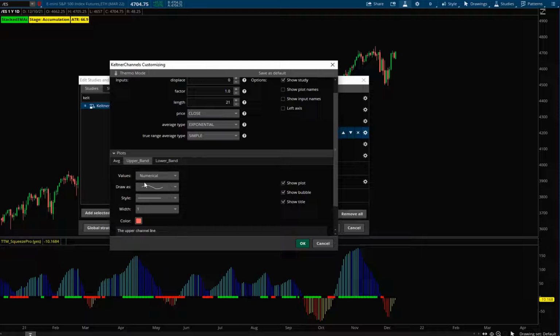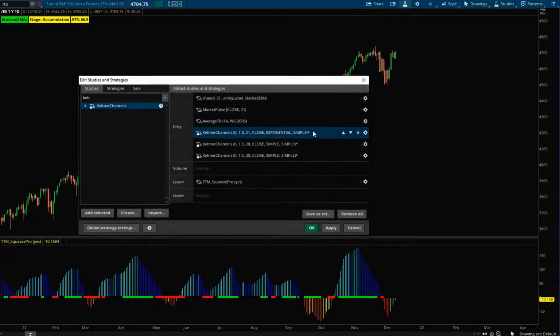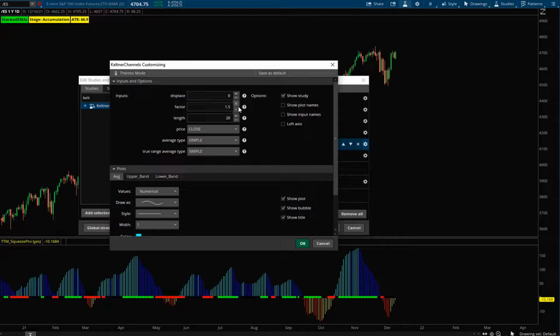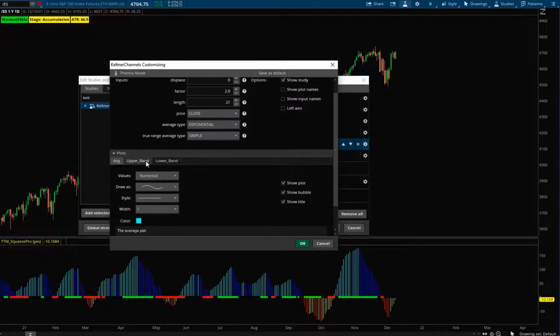I'll just put them at this color, and then I make the lower bands the exact same color so I know which they are. Hit OK on that one. Come down to this next one here. This one will be at a factor of 2. Length will still be 21. Average type will still be exponential. And then we will change these bands to be the same as well. We'll make them purple. Hit OK on that one.